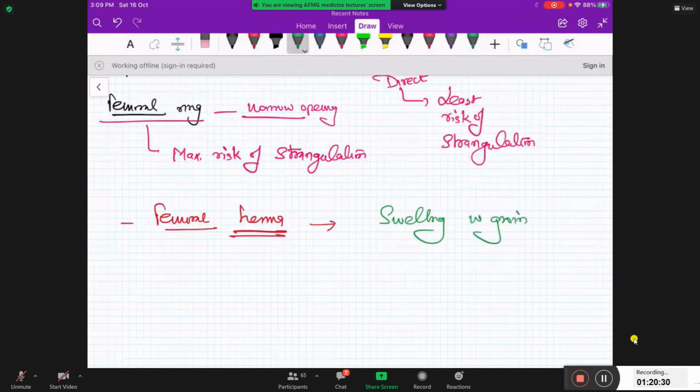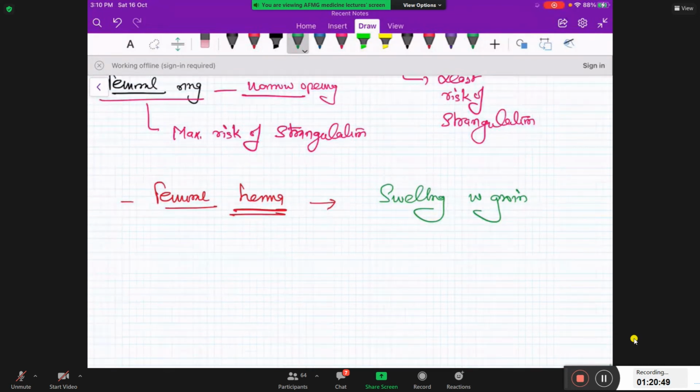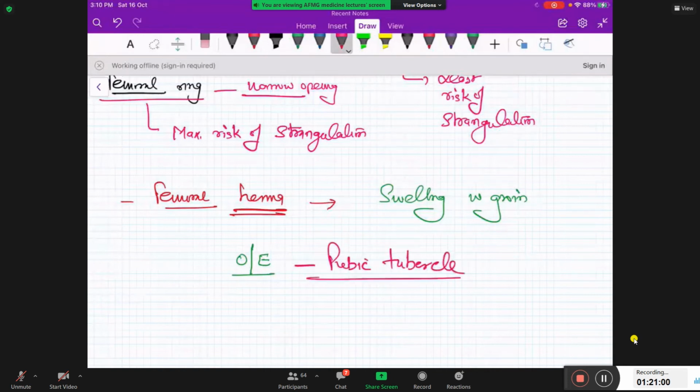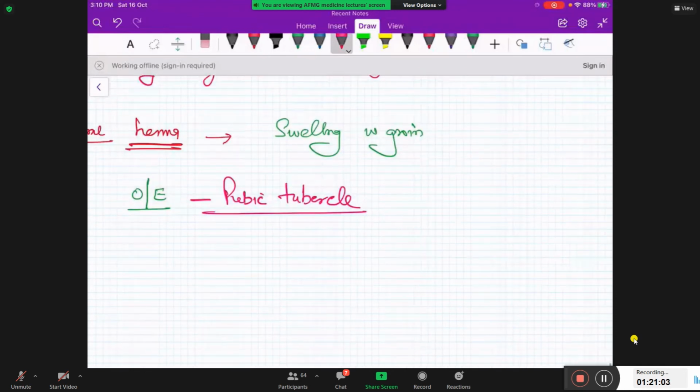Now, a very, very important point. Inguinal hernia also has a swelling in the groin. Femoral hernia also has a swelling in the groin. So, how will you know through clinical examination whether you are dealing with an inguinal hernia or a femoral hernia? Very important. On examination, the pubic tubercle is a very important landmark to differentiate. A very commonly asked question. The pubic tubercle is a very important landmark to differentiate inguinal hernia from femoral hernia.